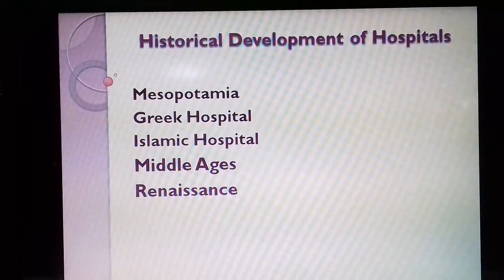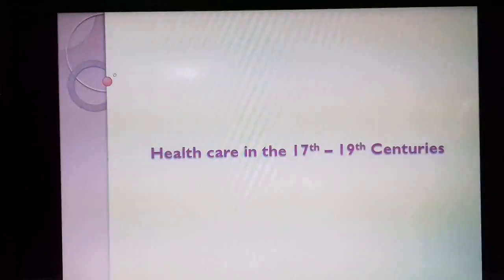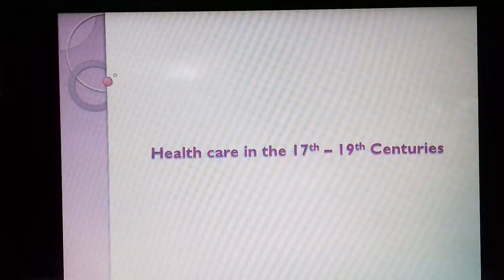This period is also known for segregation of patients by illness. Then we will discuss healthcare in the 17th to 19th centuries. The scientific revolution happened in the 17th century. This age was a turning point in the history of medicine.